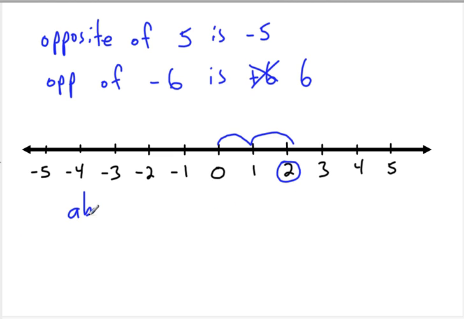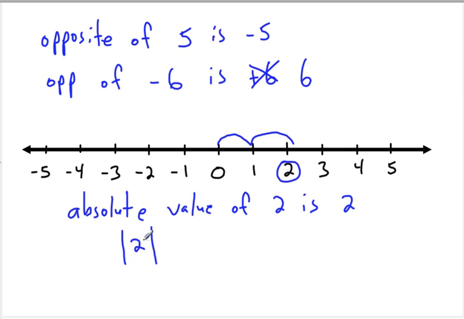So I'll write that down. Absolute value of 2 is 2. Well, I'm kind of tired of writing all that out. So there's actually a mathematical symbol for absolute value. It's just 2 lines with the number in between. So the absolute value of 2 equals 2, because it's 2 units from 0.